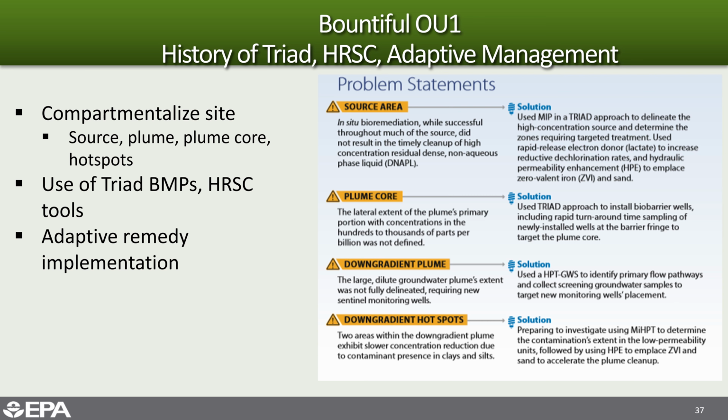And then in the down gradient hotspots, of course, they're using the membrane interface probe hydraulic profiling tool, so the new MIHPT, and delineating those zones down in 14S and 19D and some of those later zones that I mentioned, and using the same strategy of hydraulically fracturing and placing zero-valent iron using sand to accelerate the plume cleanup. So finally using an adaptive remedy implementation, looking at the data as it comes in and looking for opportunities to optimize and target specific zones to expedite the overall cleanup of the aquifer.